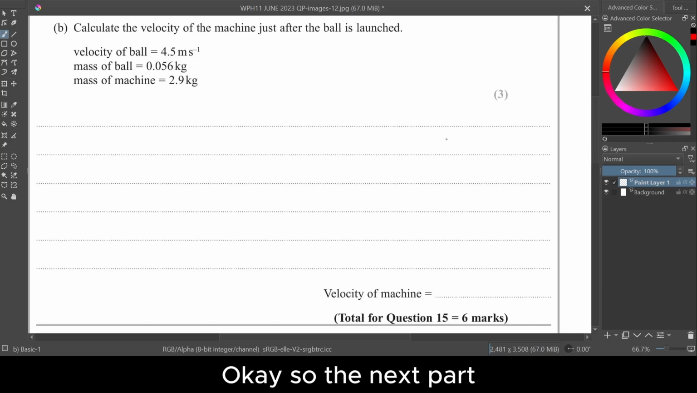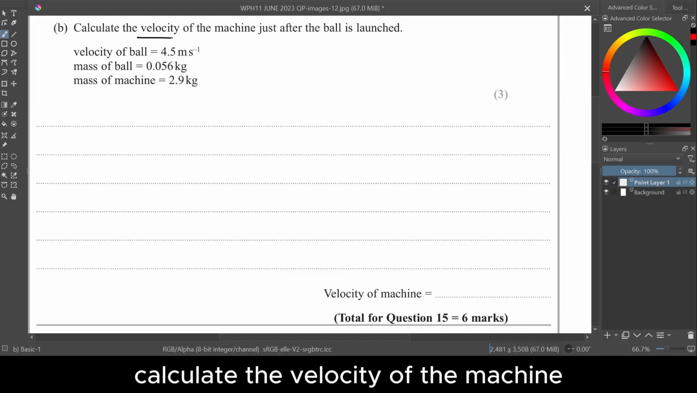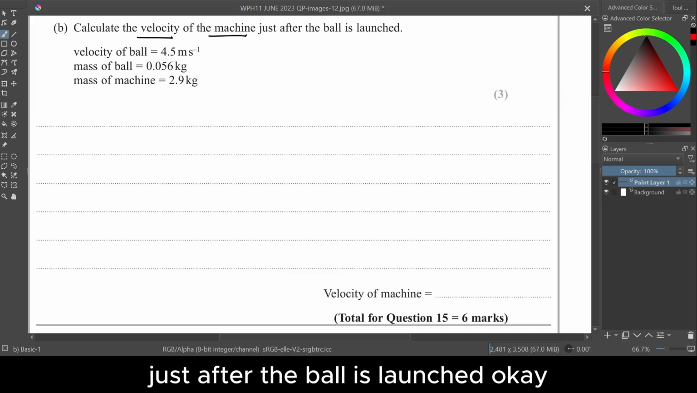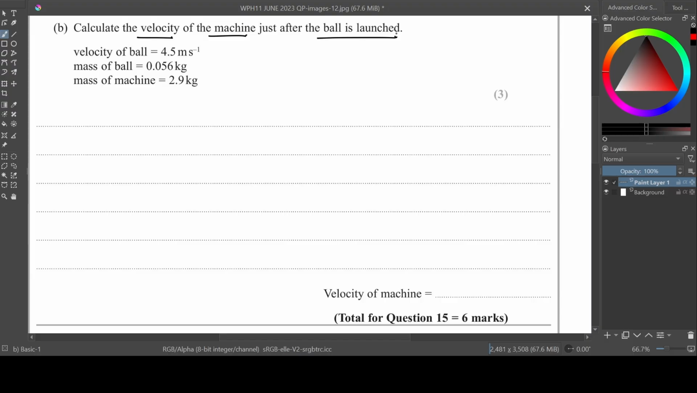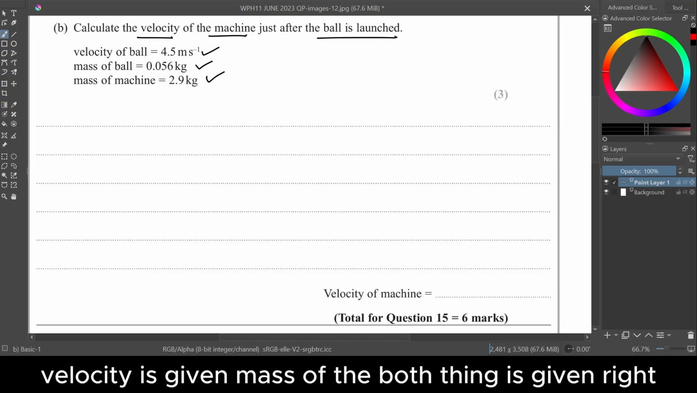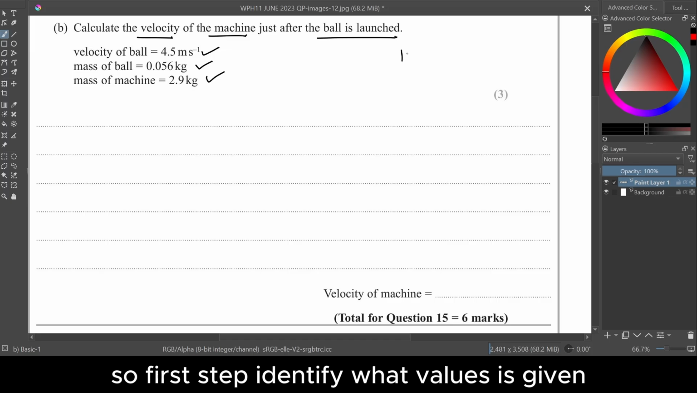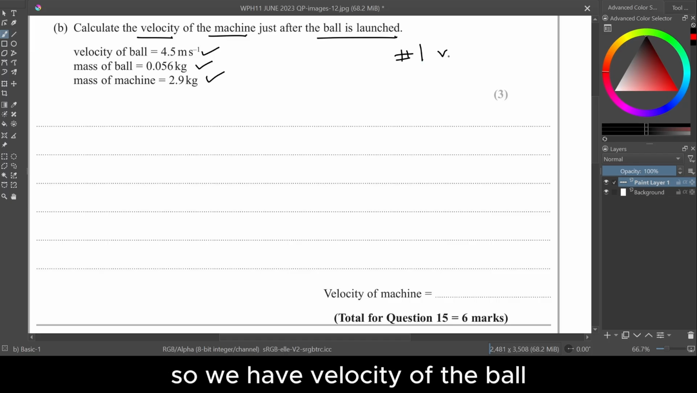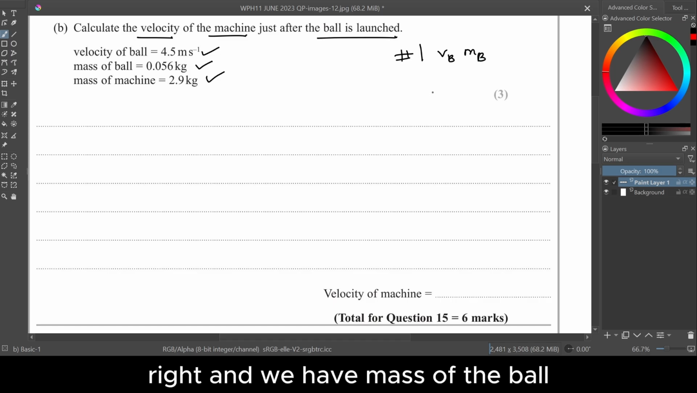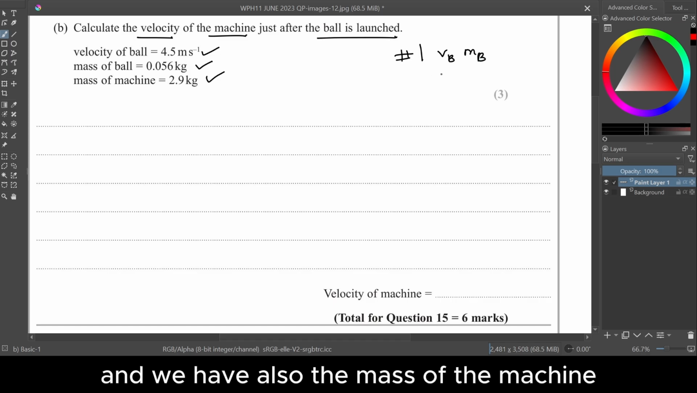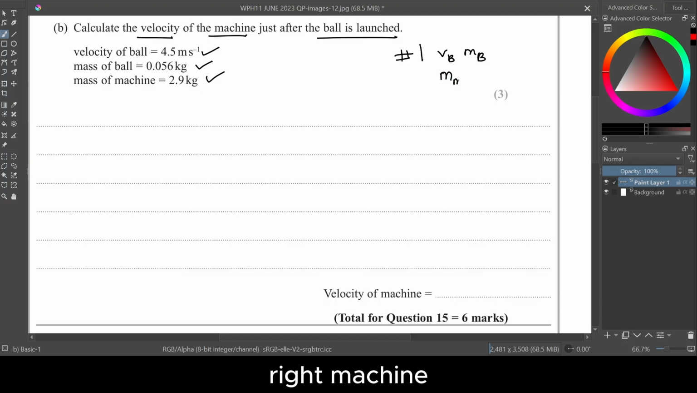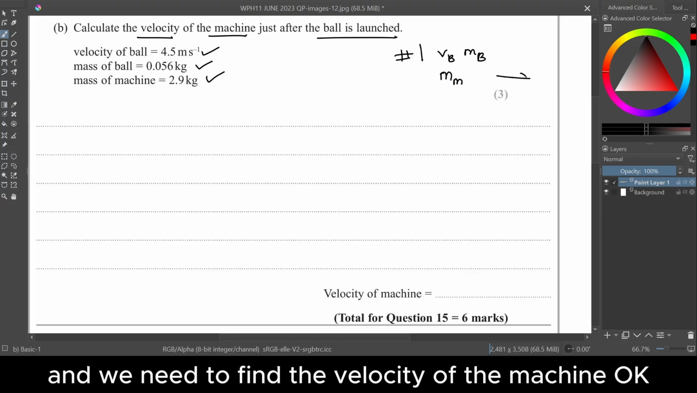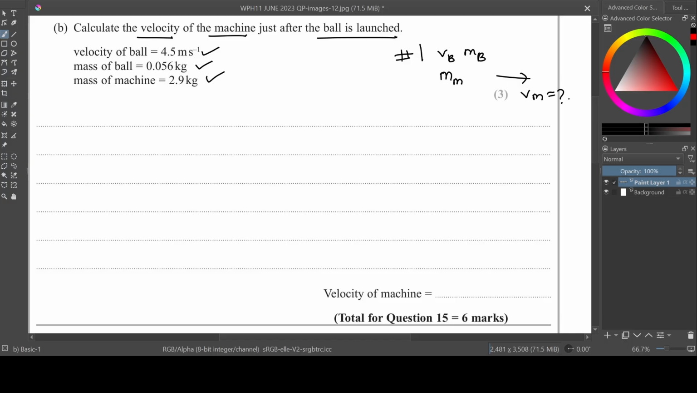Okay, so the next part says, calculate the velocity of the machine just after the ball is launched. Okay, velocity is given, mass of both things is given, right? So first step, identify what values are given. So we have the velocity of the ball, right? And we have the mass of the ball. We also have the mass of the machine, right? And we need to find the velocity of the machine, okay? Simple.